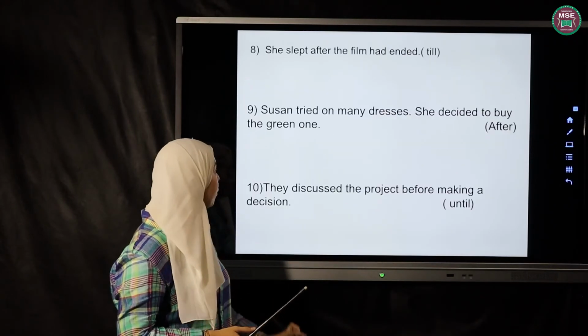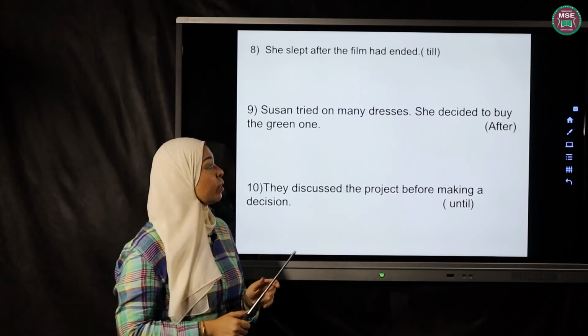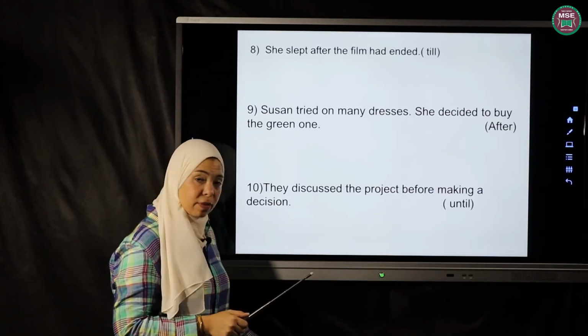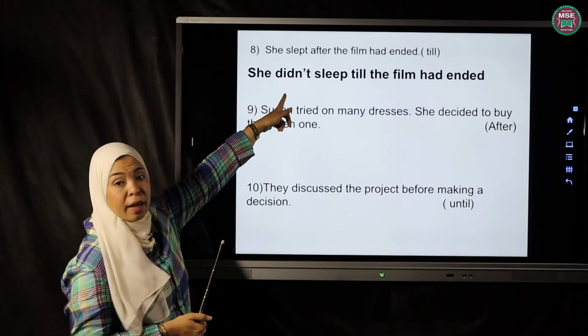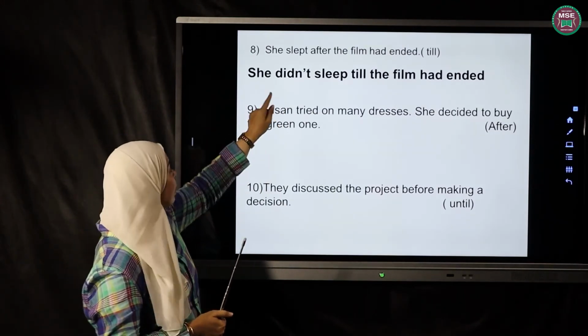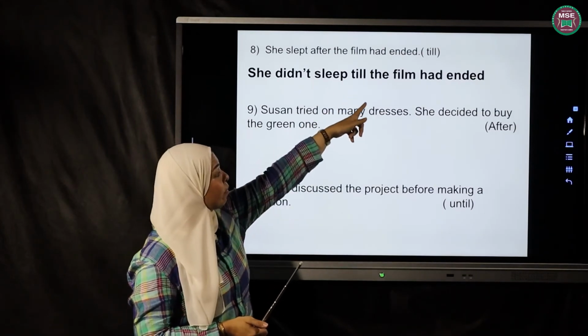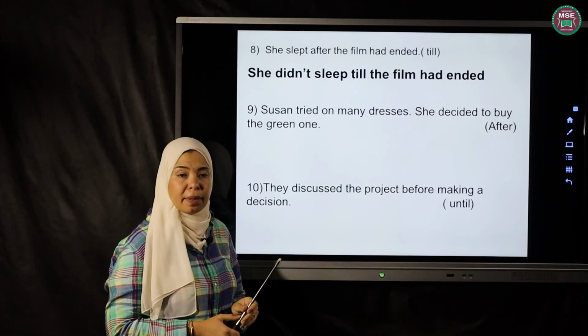Okay? Number 8, she slept after the film had ended. Use until. Till is the same as until in the middle of the sentence, okay? Followed by past perfect, and before it, past, but in the negative form. She didn't sleep. She didn't sleep till the film had ended. Okay? Till or until, the same meaning.